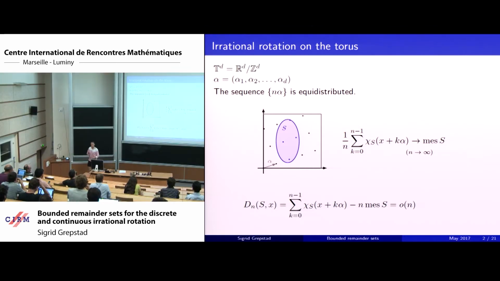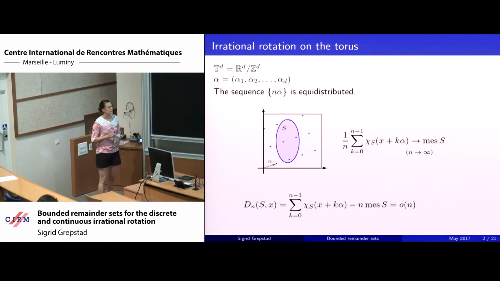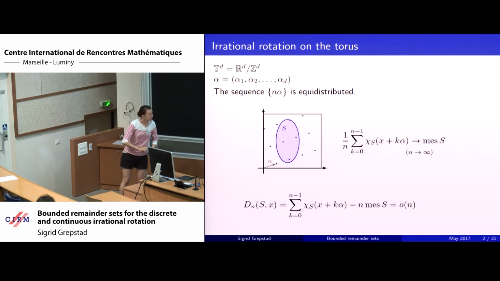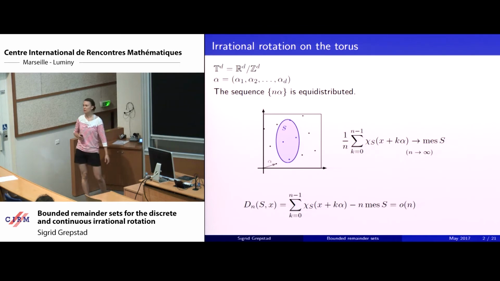Now, naturally, one could ask, are there any sets S or any special cases of alpha where I could do even better? And there are many points of view from which one could try to answer that question. And perhaps the more common approach is to look at the supremum or some other norm of this discrepancy over some family of sets S. Now, I will not be doing that.